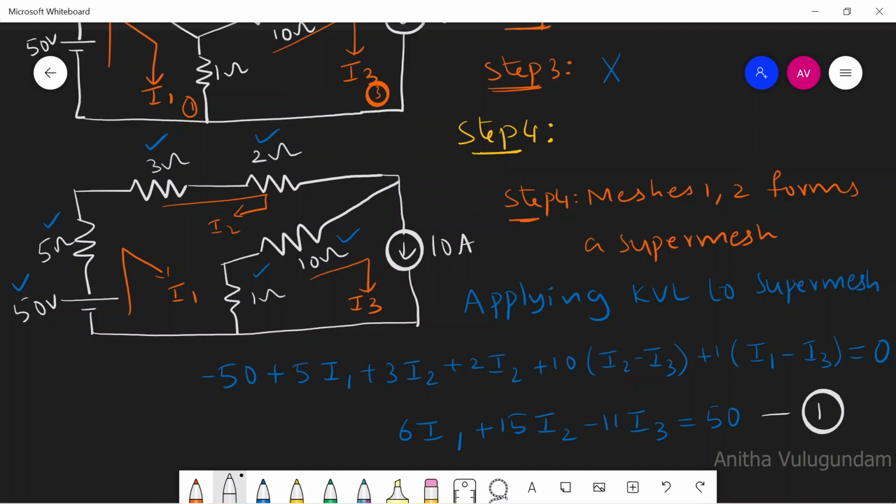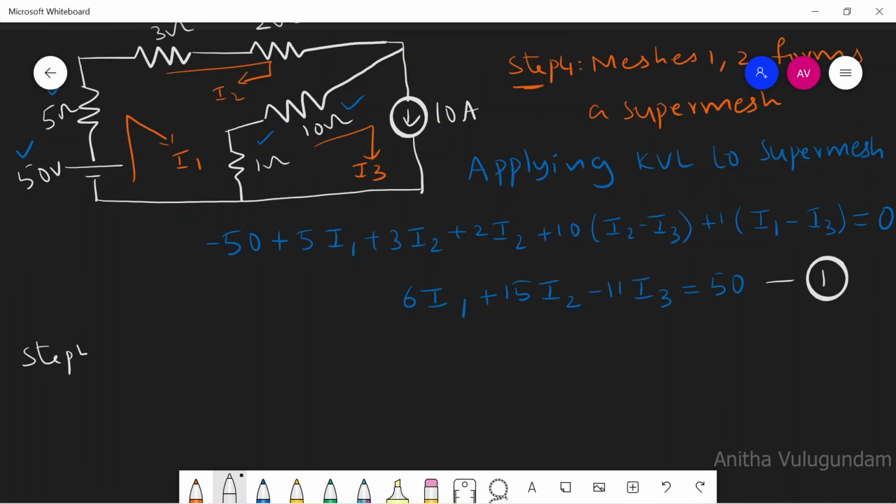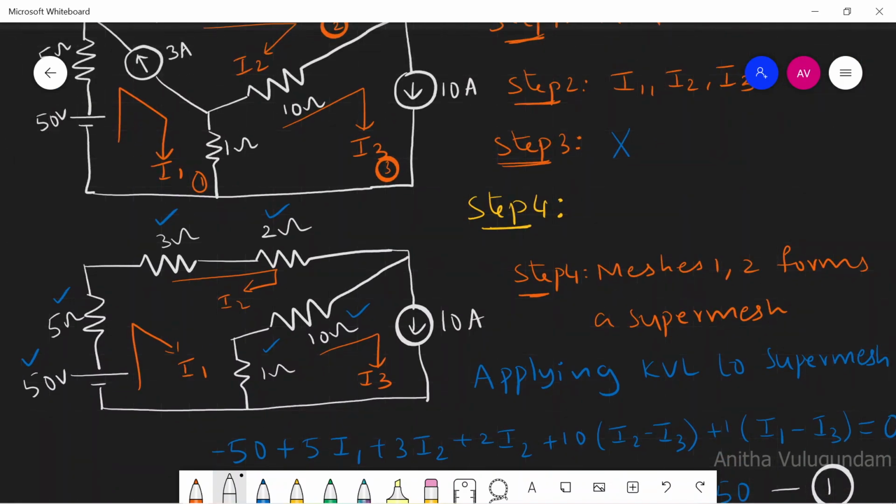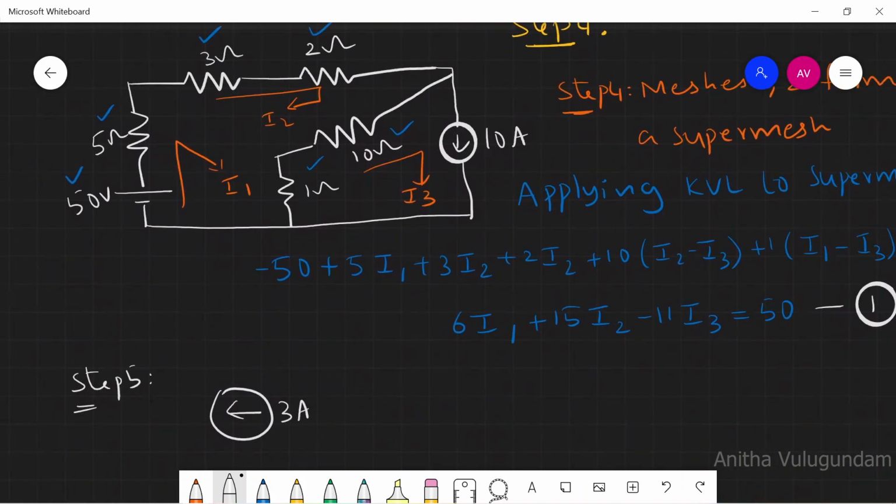Next step is to write the net currents for the current sources. Step 5, we have a current source of 3 amp. Let us see the directions of I1 and I2 flowing in the 3 amp. From the figure you can see I1 is flowing in the reverse direction of 3 amperes and I2 is flowing in the same direction as 3 amperes. Let us indicate the same here. The current flowing in the same direction is greater than the other current. We can write net current as I2 minus I1 equal to 3. Let it be equation number 2.